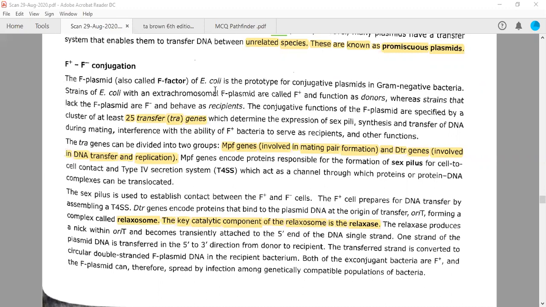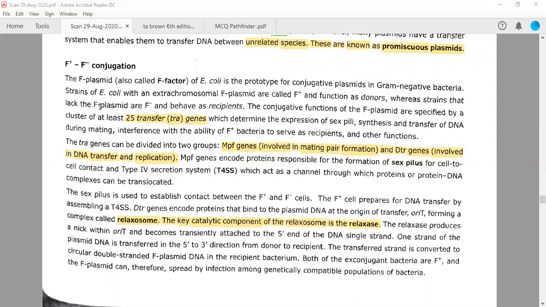Strains of E. coli with an extrachromosomal F plasmid are called F positive, which function as donors. So the bacterial cells which are F positive and have an F plasmid are called donors, because they can donate these F plasmids to those cells which do not have them, right? Similar is the case with you. If you have more money, you can donate to some person who does not have money, right? Similarly, if a bacterium is F positive, meaning it has the F plasmid, it can donate a copy to those bacterial cells which do not have it.